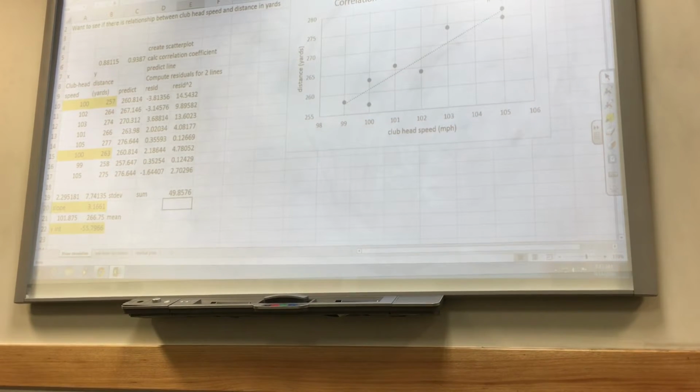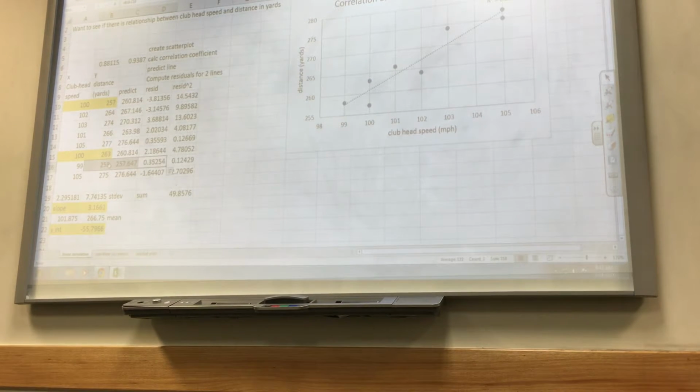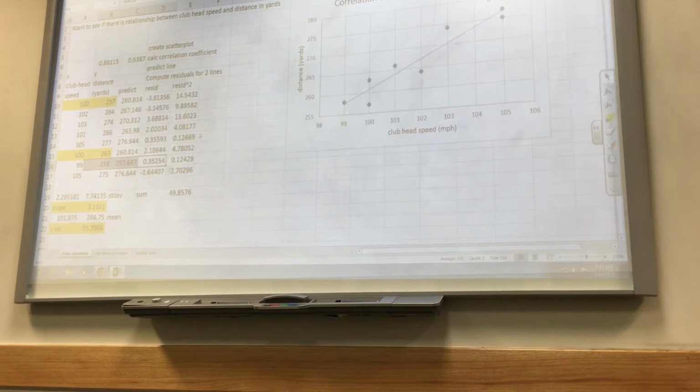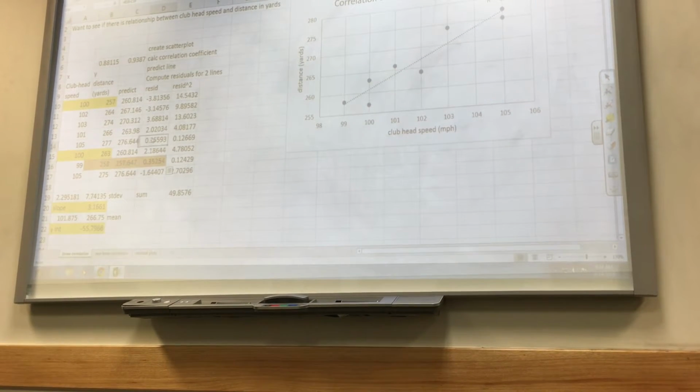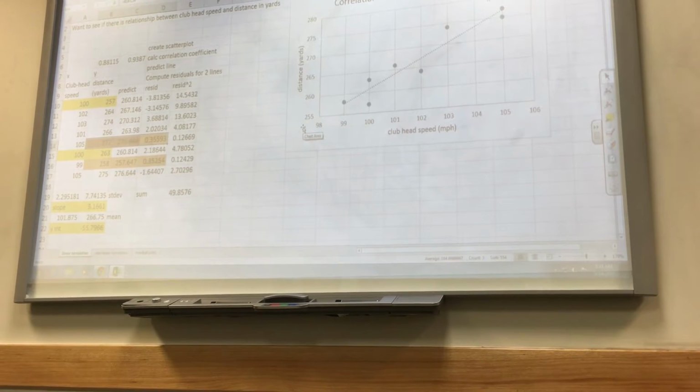As she looks here, she says, well, look at my residual. That's only off a third of a yard, about a foot. I'm going to highlight that in orange. That was a really good prediction. This one here was also only off a third of a yard, about a foot. That was a pretty good prediction, right? So Marissa says, I don't want to do this statistics stuff.